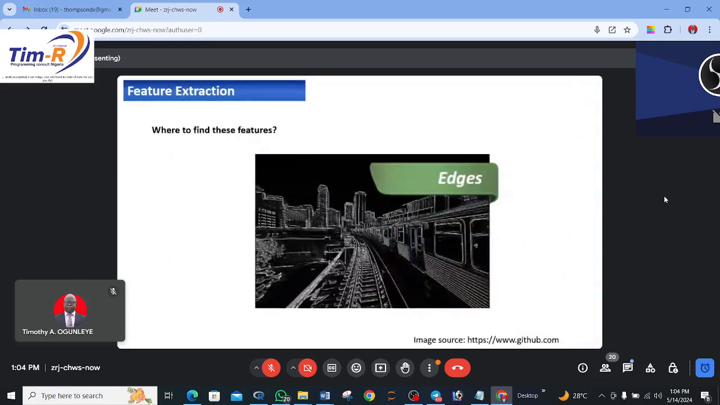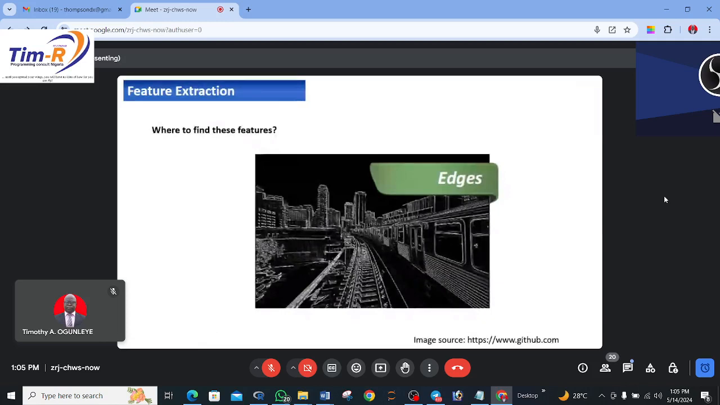Now, talking about the edges, where do we find these features? If you look at this image that we see here, we can see a lot of edges. There are a lot of edges here. So edges have a lot to do with the important features that we can consider when we want to train a computer vision model.